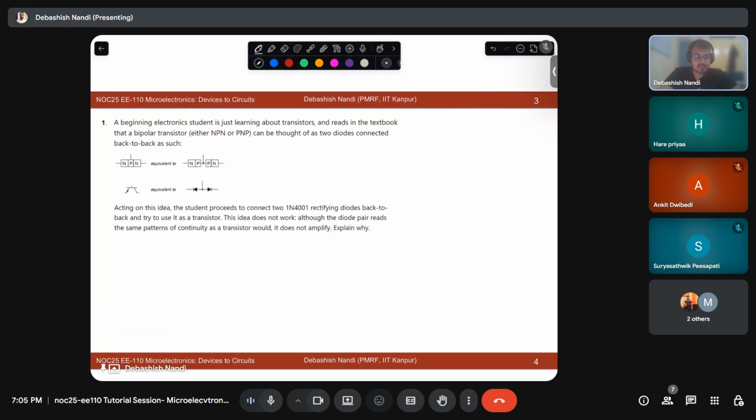So why can I not achieve the same amplification by connecting two separate PN junction diodes and just breadboarding them in the fashion shown in the right-hand side picture? This works, this does not work. So you have to tell me why it is so.